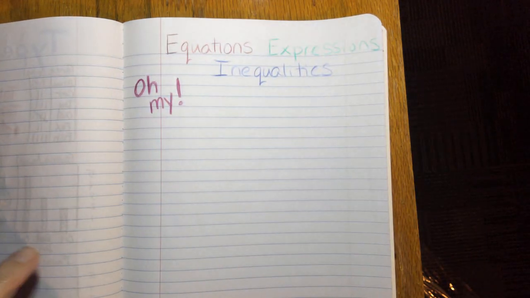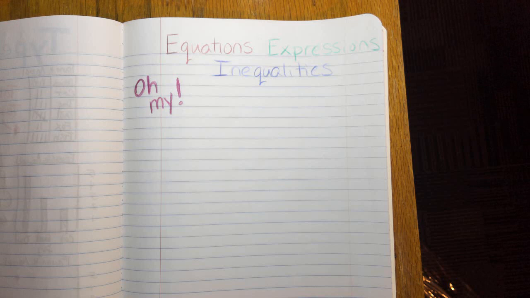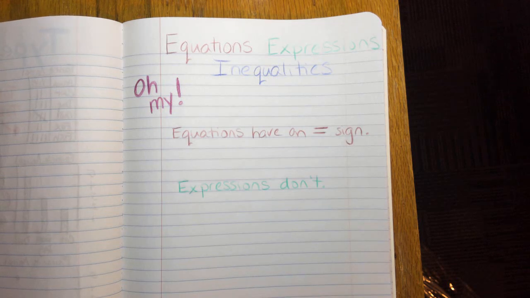So this one is really pretty simple. I'm going to pause, I'm going to write, I'll talk. This should be very straightforward. Equations have an equal sign, expressions don't, okay? That really is kind of the bottom line.